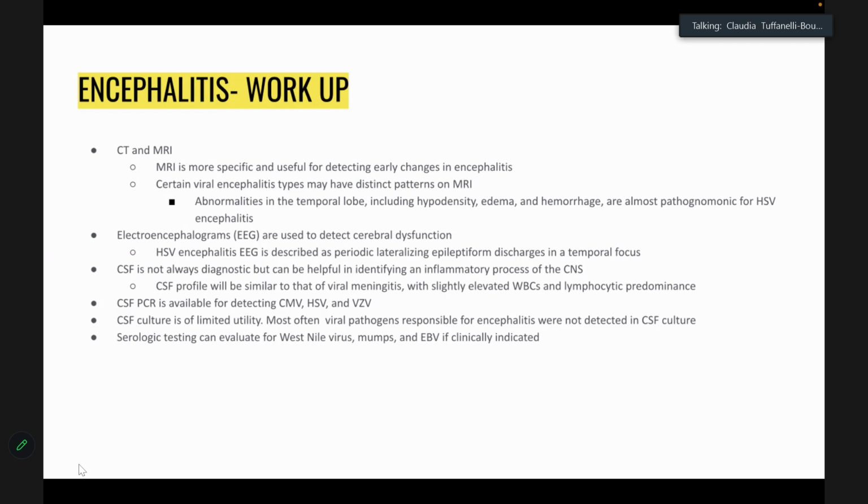You can also get an EEG. So HSV encephalitis is going to have a distinct EEG.